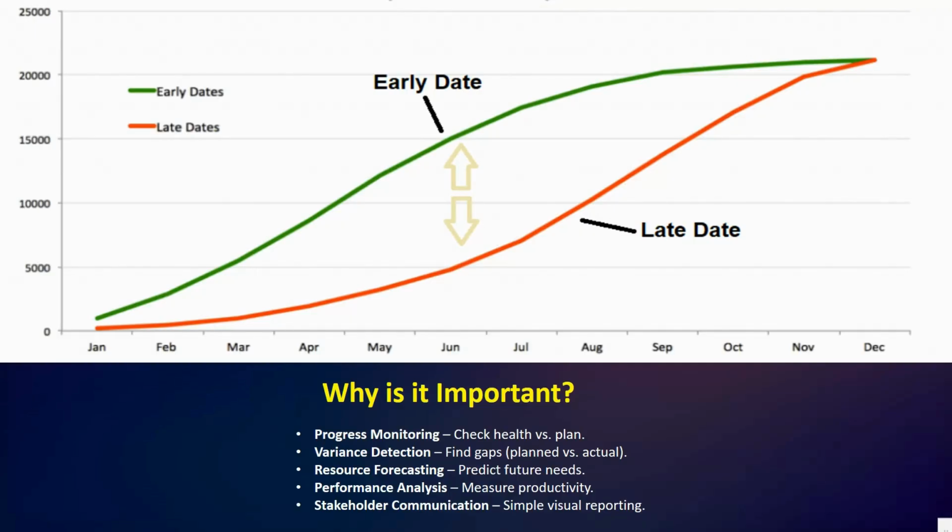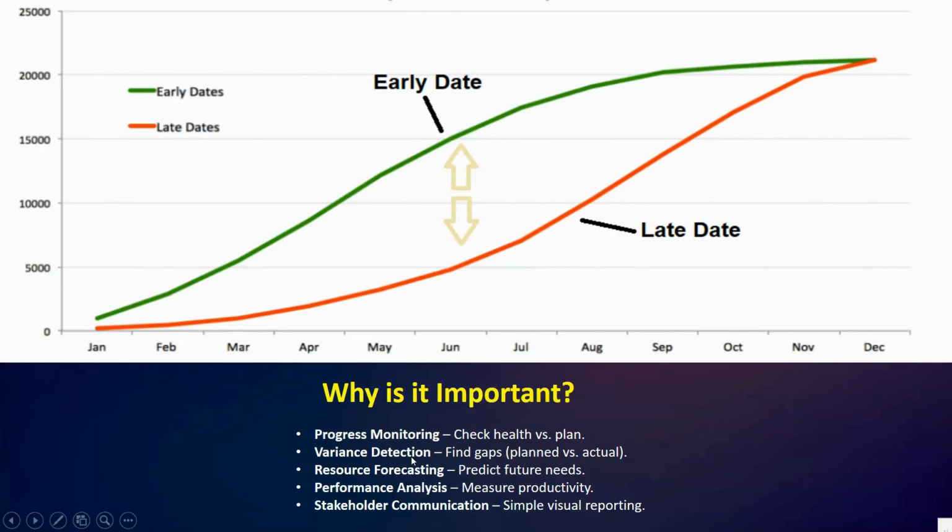Now that we know what an S curve is, let's look at why it is so important in project management. First, we have progress monitoring, to check health versus plan. The S curve allows us to check the overall health of a project. At a glance, we can see if the project is moving according to plan or if it's falling behind.